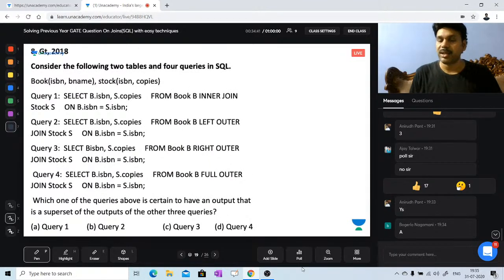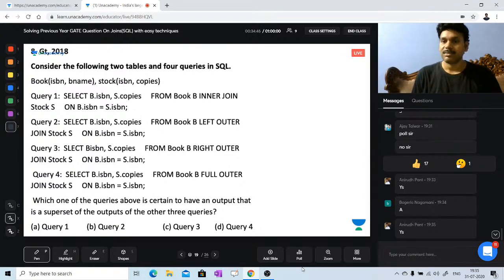This is a 2018 GATE question. Observe carefully. This is a full outer join. All the joins are given. Inner join means natural join, left outer join, right outer join, full outer join. So understand the question carefully. Which one of the queries above is certain to have an output that is a superset of all the remaining queries? So let me give the poll.